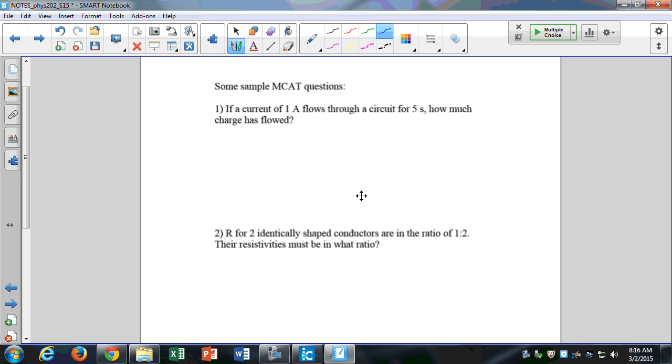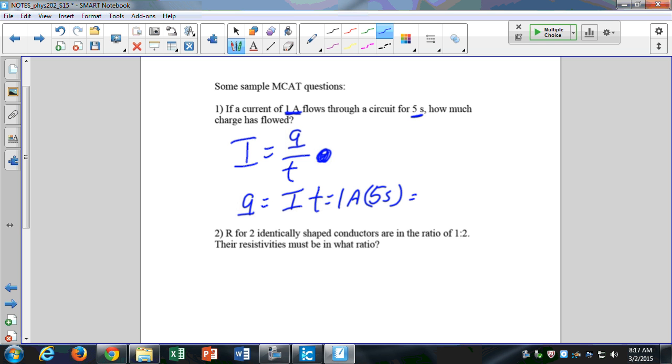If a current of 1 amp flows through a circuit for 5 seconds, how much charge has flowed? Just remember our definition for current, I is equal to Q divided by T. If I want to find the charge, that's I times T. If I have a current of 1 amp for 5 seconds, that means 5 coulombs of charge pass a point in those 5 seconds. That's based on our definition of current.